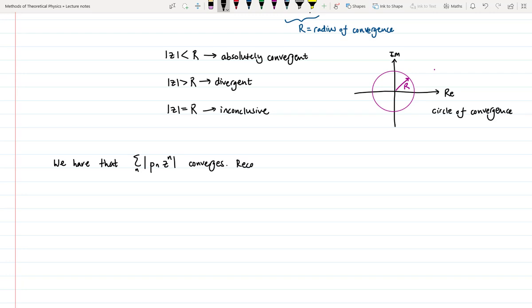Recall from topic 1 that we extended the triangle inequality to show that the sum of the absolute value of some collection of complex numbers labeled Wn upper bounds the absolute value of the sum of those complex numbers.